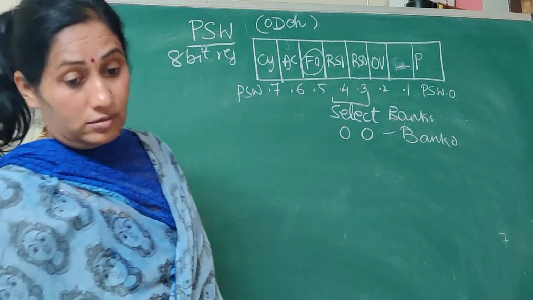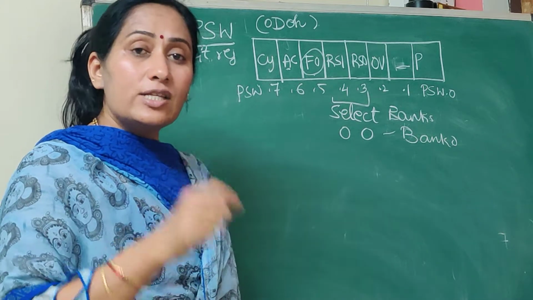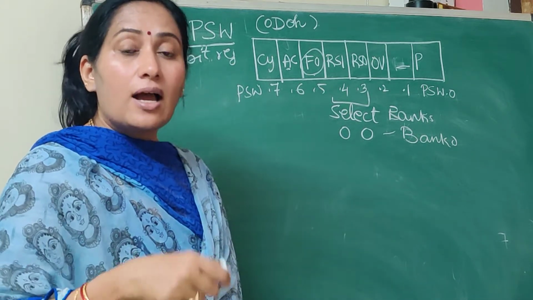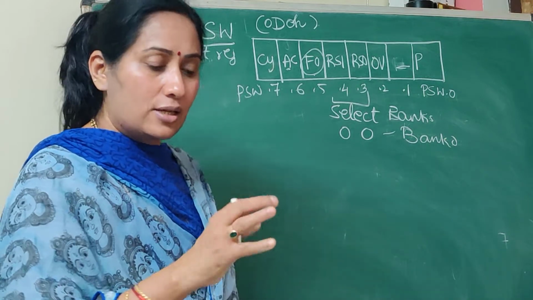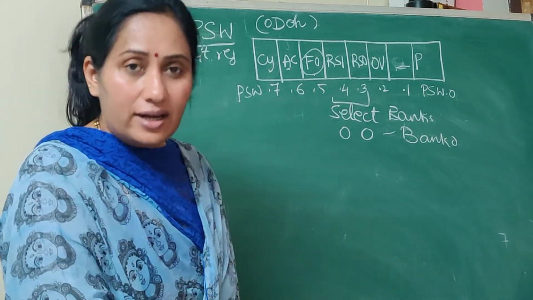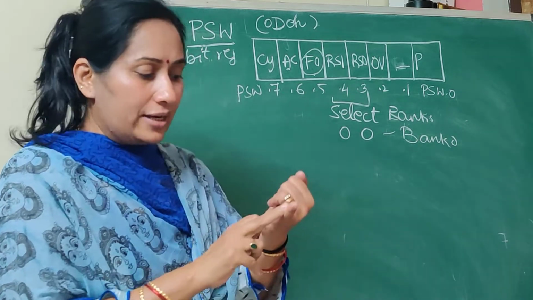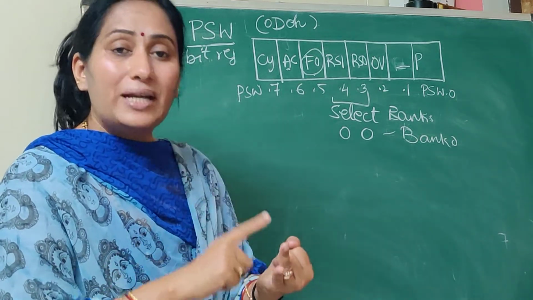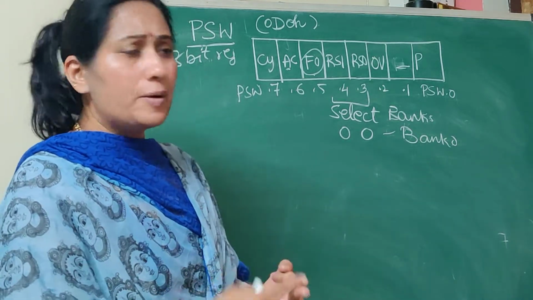8051 is having 128 bytes of RAM. You all know this one. And this 128 bytes are further divided into 3 regions. One is the register bank region or general purpose register bank region, and then you're going to have the bit addressable area, and then you're going to have the general purpose area.